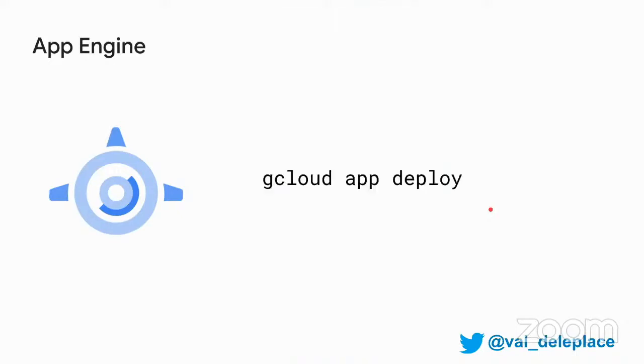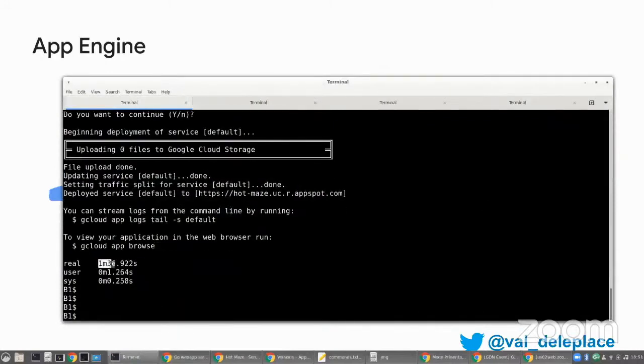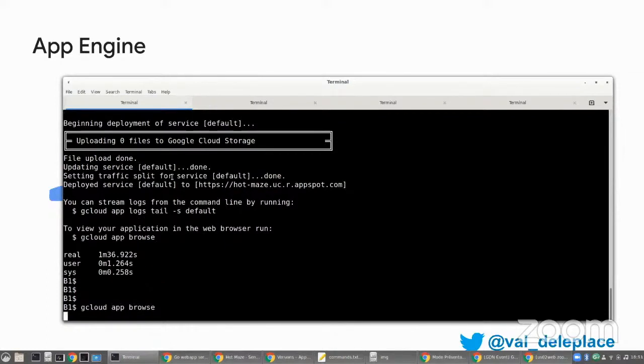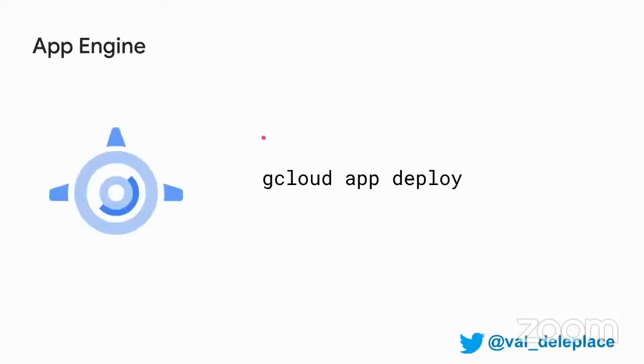Here is again the command line to deploy from the source code. It's really simple and it's great. Let's see if it's finished. Yes, it took 1 minute 30 to deploy, and I can visit the app at this URL, app browse. Okay, maybe I shouldn't have done that. Never mind. At least it's deployed.